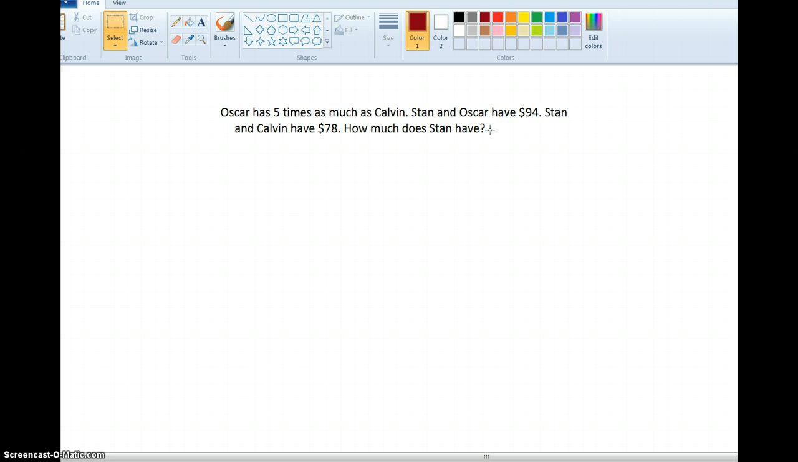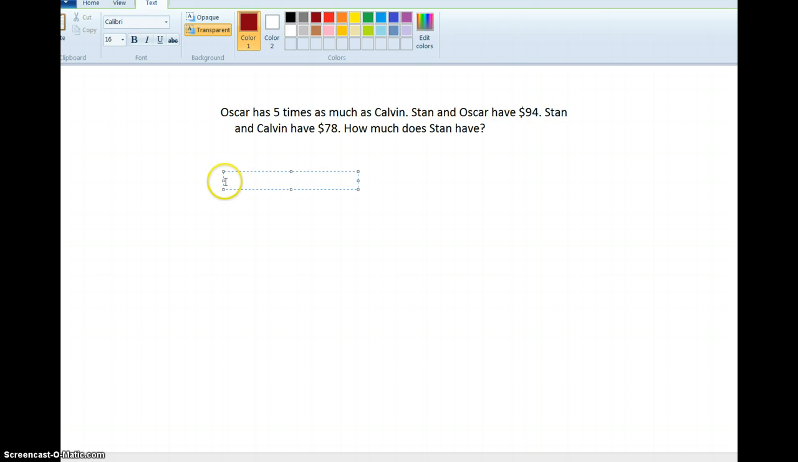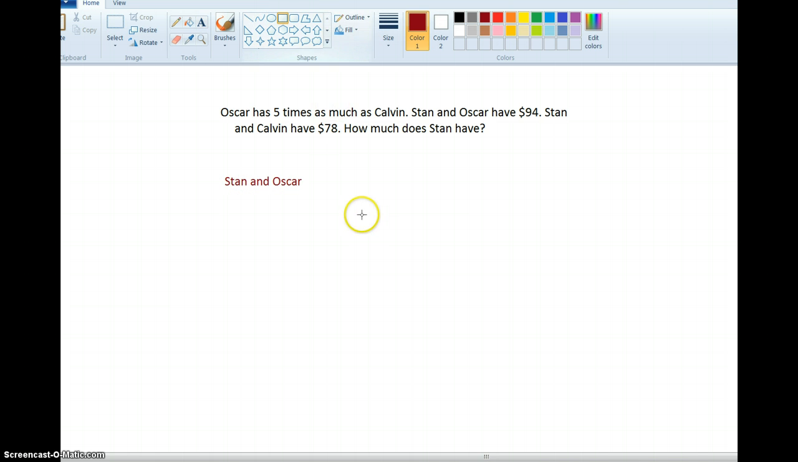Now this question seems to be very complicated, but can actually be very easy if you draw models to represent the information. So we know that Stan and Oscar have $94. So I'm going to use this brown color rectangle to represent how much Stan has, and this green colored rectangle to represent how much Oscar has.